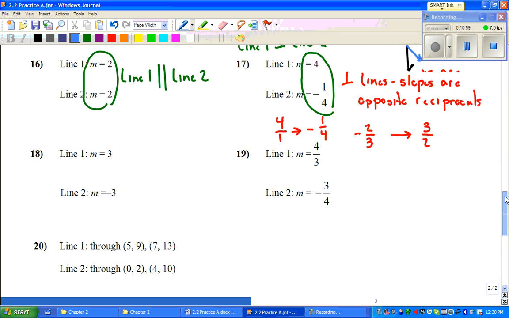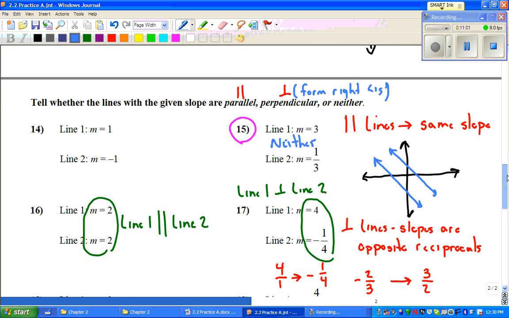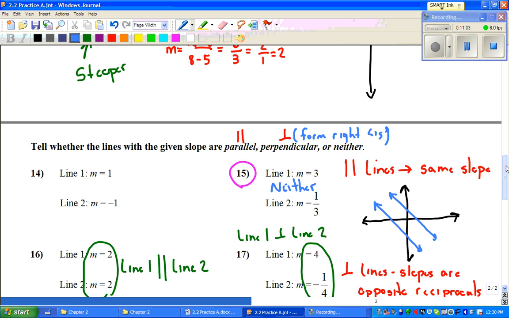All right, guys, this is really kind of what we're looking for in section 2.2. You should know the slope formula. You should know rise, run, vertical, horizontal, and you should know what parallel and perpendicular mean. Okay, thank you.